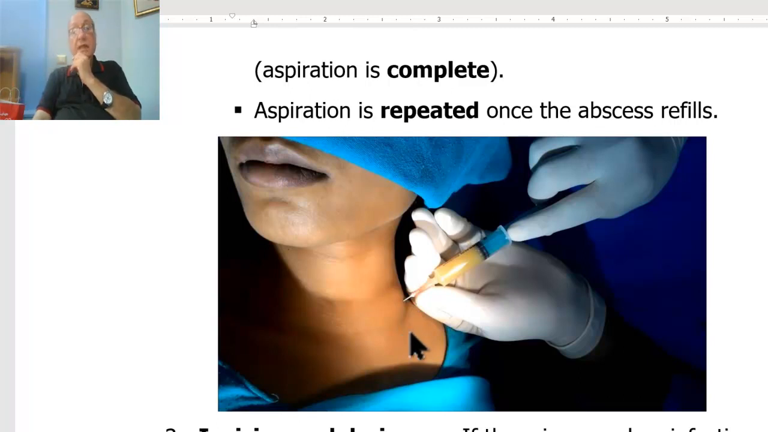And aspiration should be done in a healthy skin, away from the abscess, in a valvular manner. How? First of all, the needle breaks the skin and then advances in the subcutaneous tissue. Then enter the abscess. How?